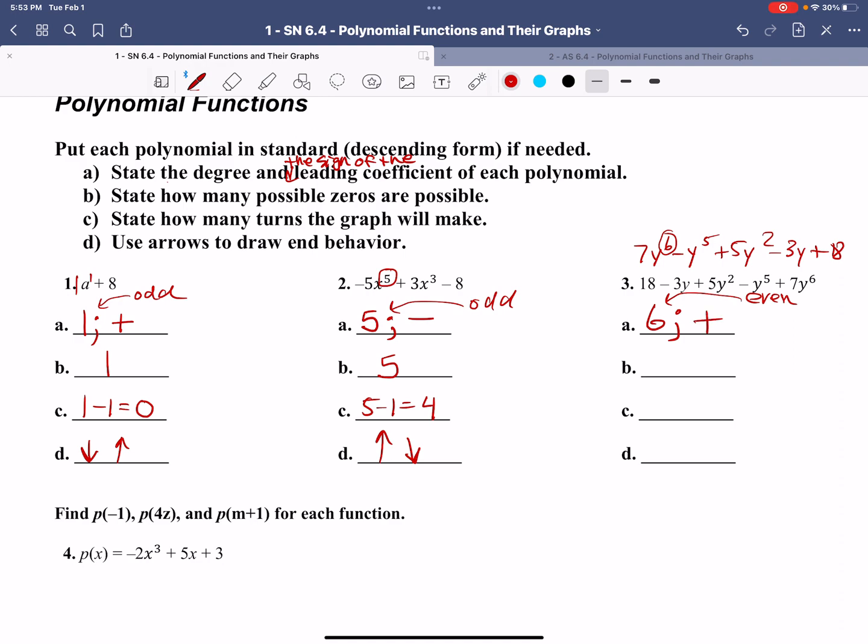Letter B, how many possible zeros? Possible zeros matches the degree, 6. How many turns? 6 minus 1, so 5 turns. And use the arrows to draw the end behavior. So even positive is going to go up and up.